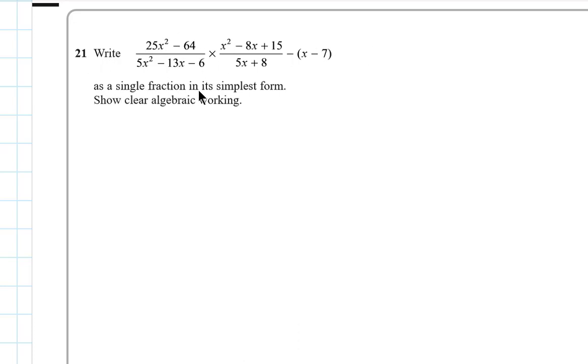21. Write this expression as a single fraction in the simplest form. First of all, we must write all these expressions after factorizing, of course. For the first numerator, this is a difference between two squares, so we can write 5x minus 8 multiplied by 5x plus 8. For the denominator we have 5x and x. It can be 3 and 2.